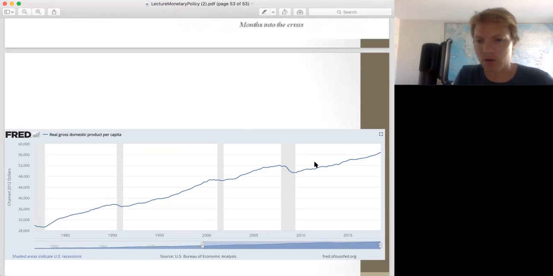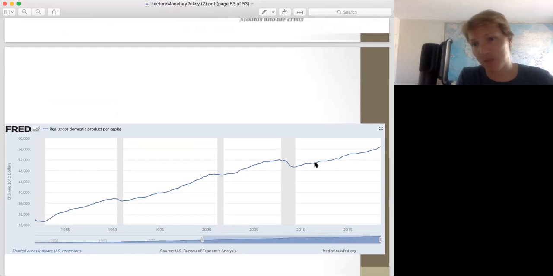Now, again, this is not like a laboratory, so it's not like we know for sure the Fed's policies are what caused the recovery. But it's just suggestive evidence that the lessons learned from the Great Depression were implemented in 2008, and we did not have as deep of a downturn as we did during the Great Depression.